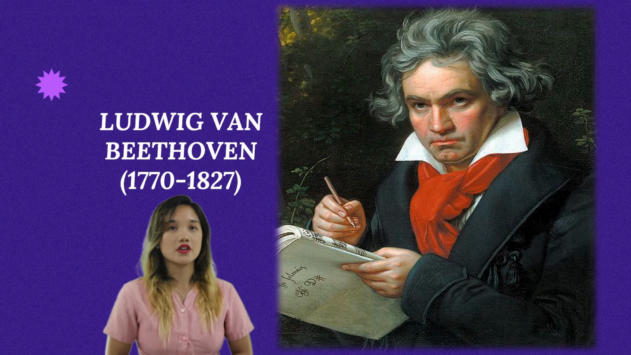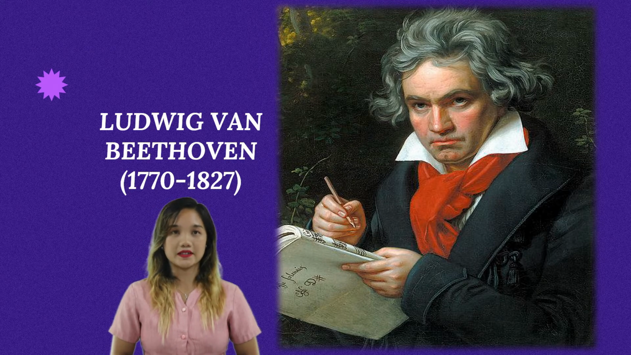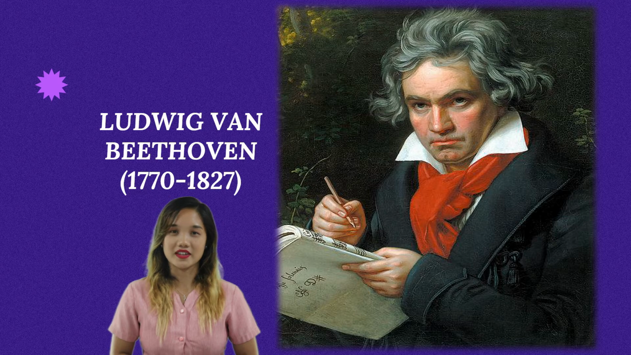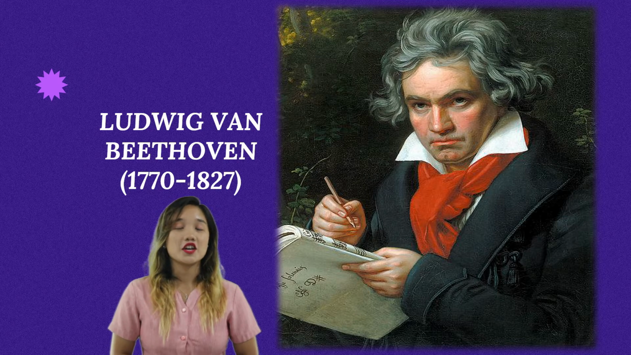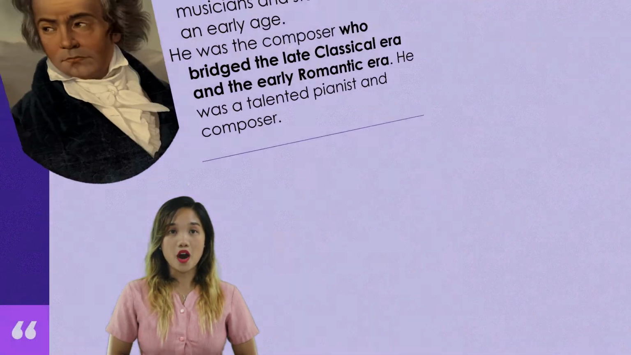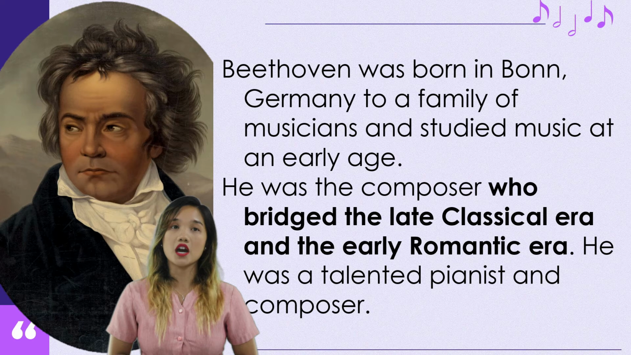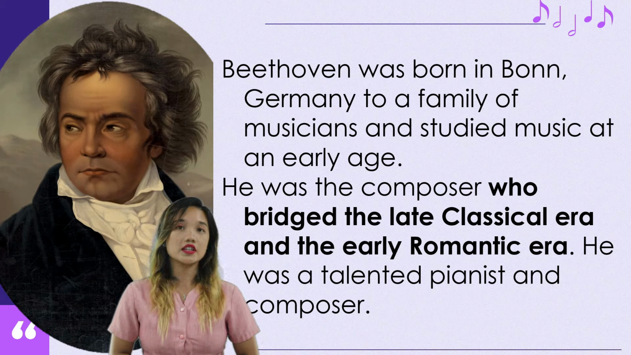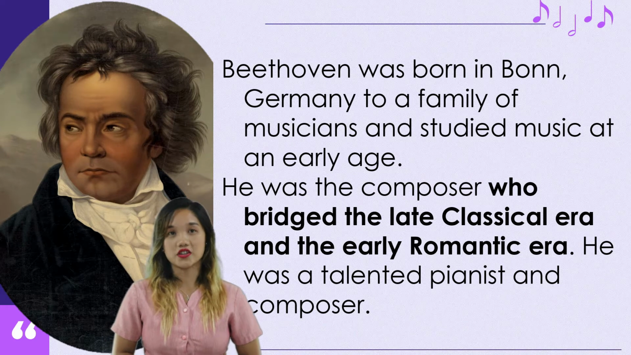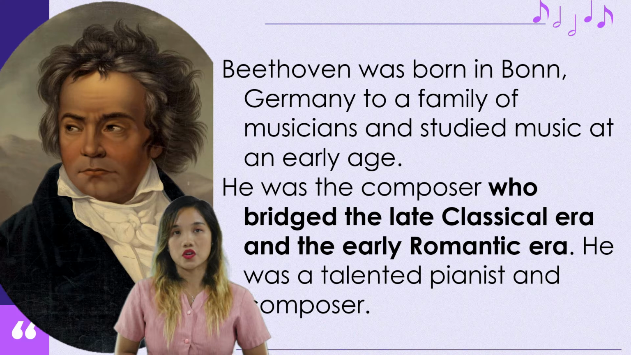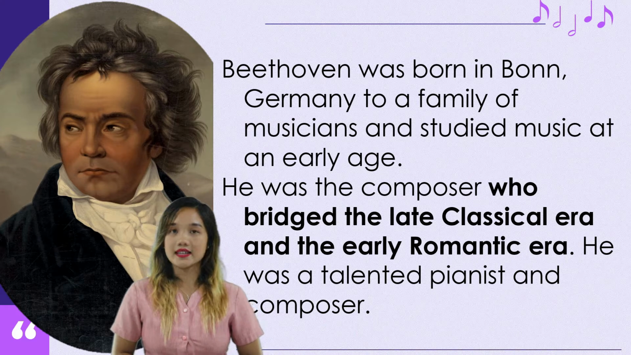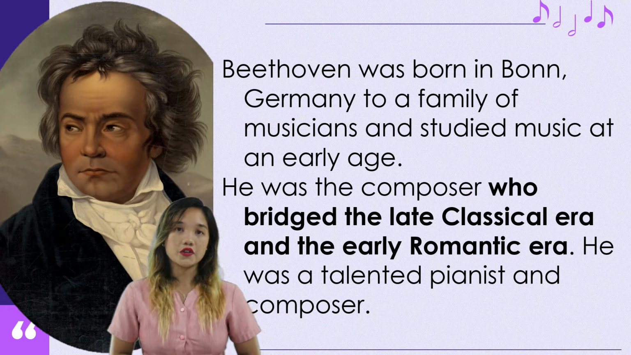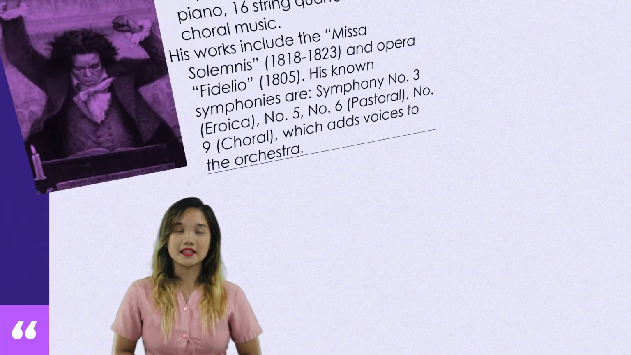The next composer is Ludwig van Beethoven, from 1770 to 1827. Beethoven was born in Bonn, Germany, to a family of musicians and studied music at an early age. He was the composer who bridged the late classical era and the early romantic era. He was a talented pianist and composer.